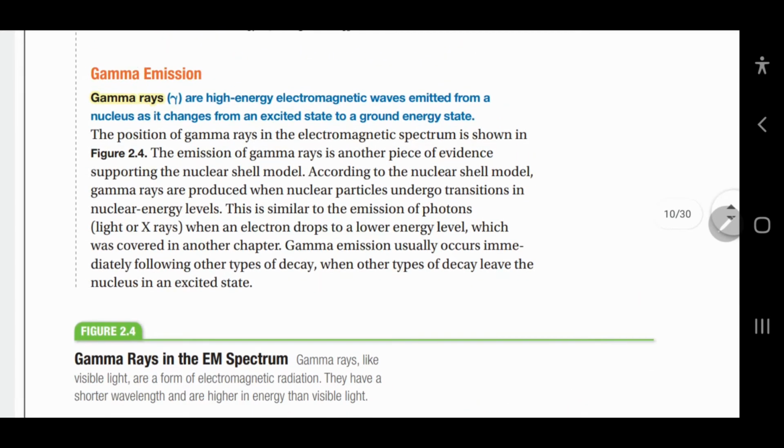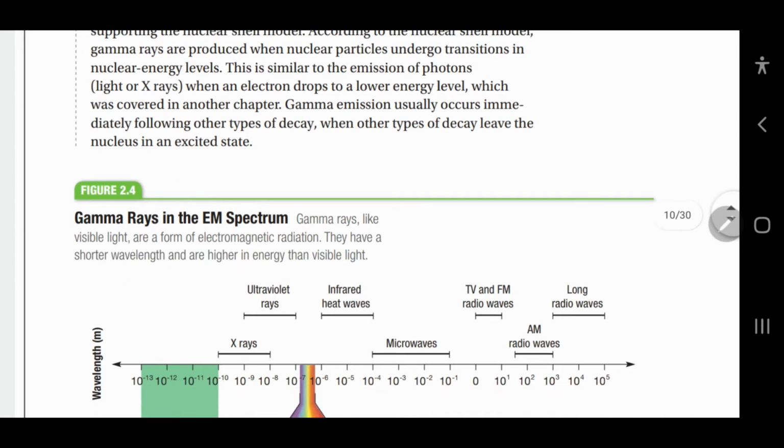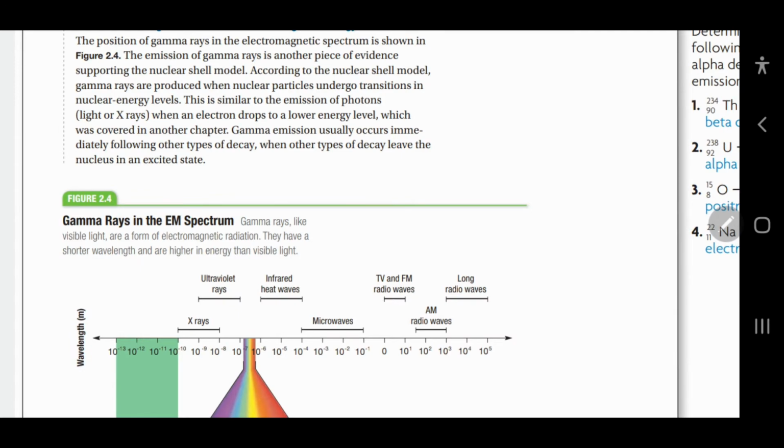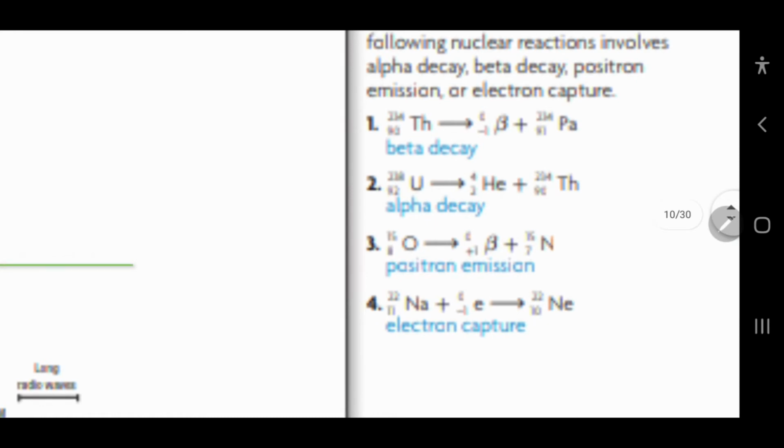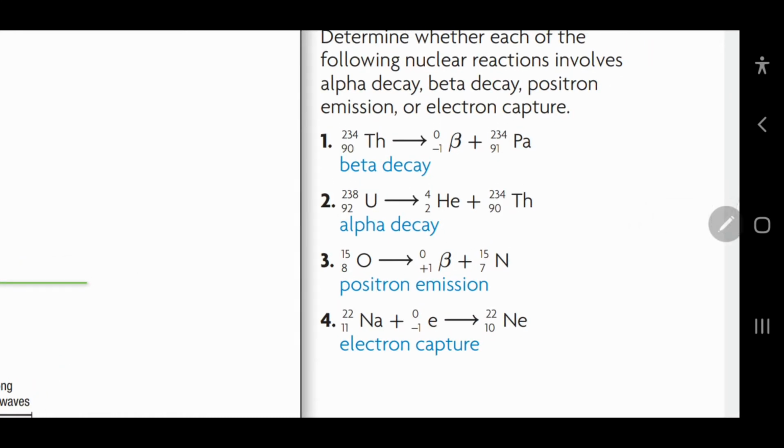Finally, gamma rays, as we said, are a high energy electromagnetic wave with a very high ability of penetrating bodies, so it's considered to be the most harmful radiation. Another examples here, we have thorium with beta particle decay and release. Number 2, we have alpha decay, and positron emission in number 3, and electron capture in number 4. As you can see here, sodium is converted to neon by electron capture.